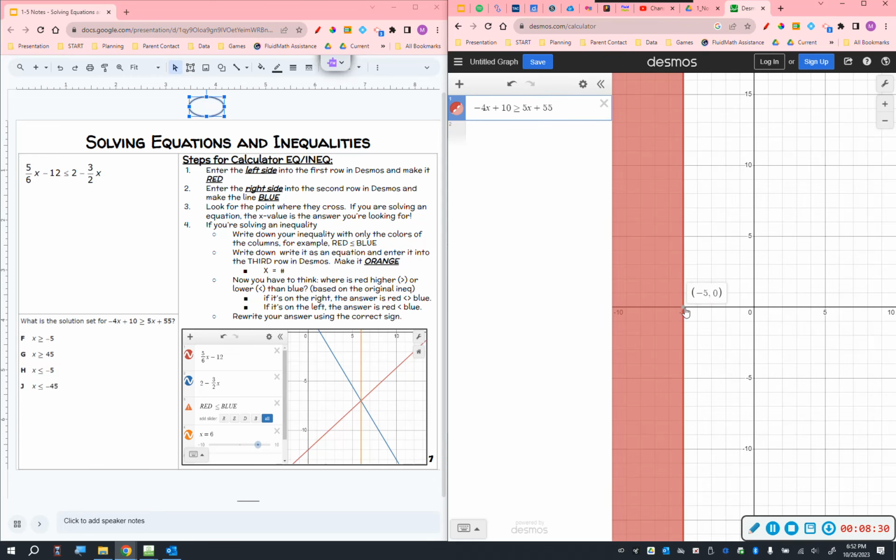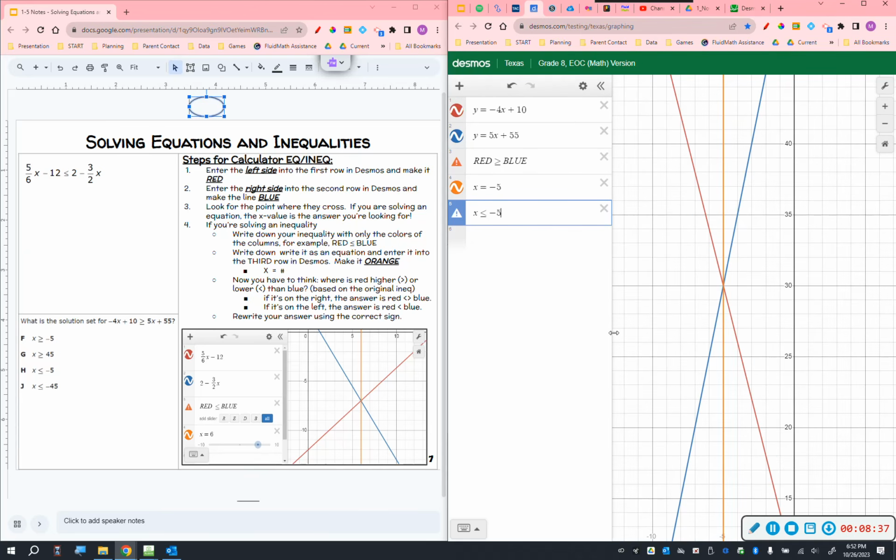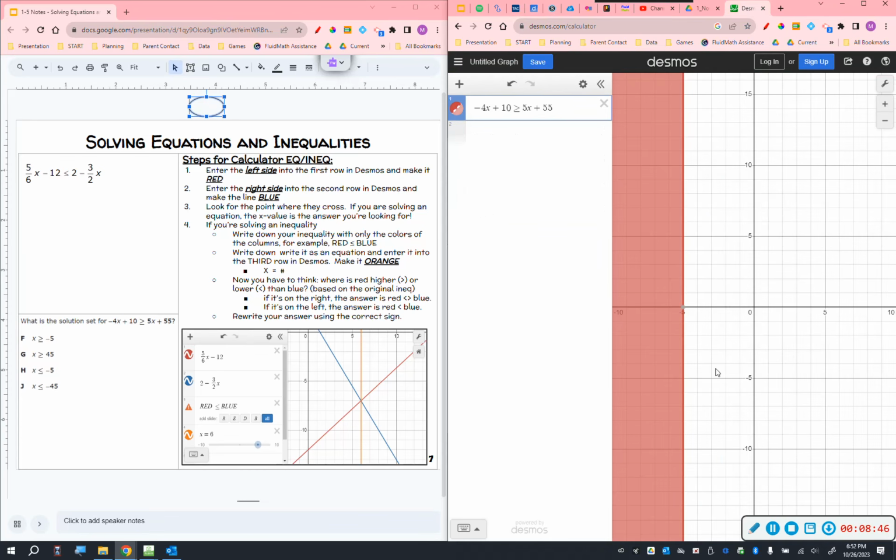So you see how it shaded everything to the left of -5? Do you see how when I did this, I had everything to the left of -5? So we're kind of doing the same thing. We're just kind of having to figure it out a little bit more because Desmos isn't going to do this for us, because the state of Texas wants you to be able to do it yourself. Okay, we will practice more of these, and so again, the answer to this one was H, less than or equal to -5.